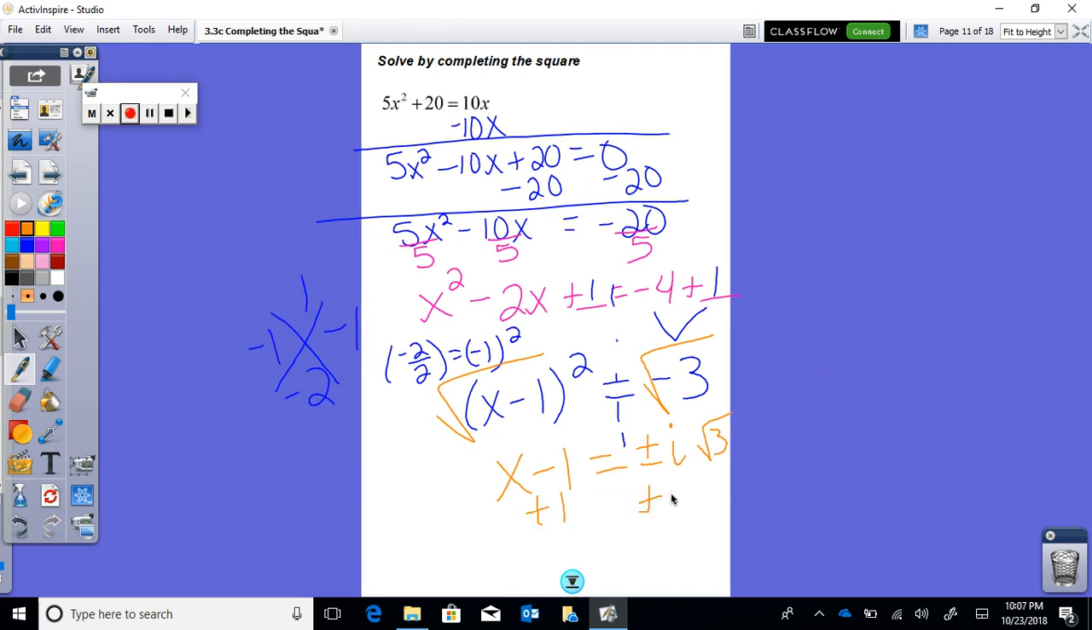Finish solving it by adding 1 to both sides. Remember, you want to keep your real part out first, and then your imaginary part will come next. So your final answer will be 1 plus or minus i square root of 3.